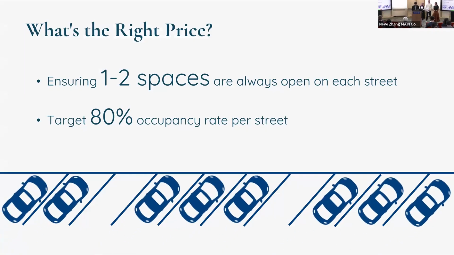So what's the right price? And now we're asking the right questions. However, it's a very difficult question to answer. What's an easier question to answer is, what does it look like when we set the right price? When we set the right price, we expect about 1 or 2 empty lots on every street so that anyone who wants to park can park.